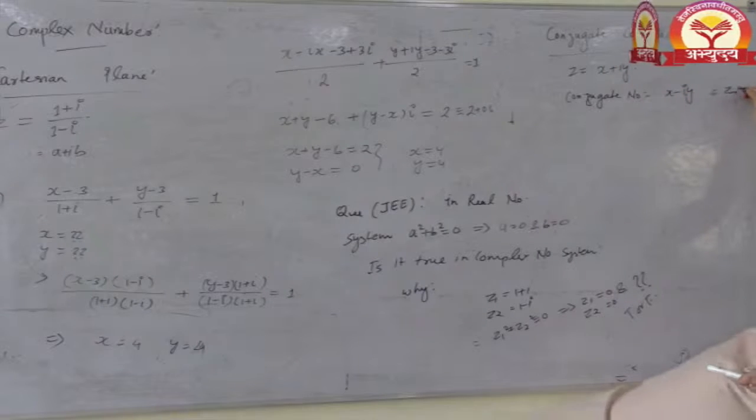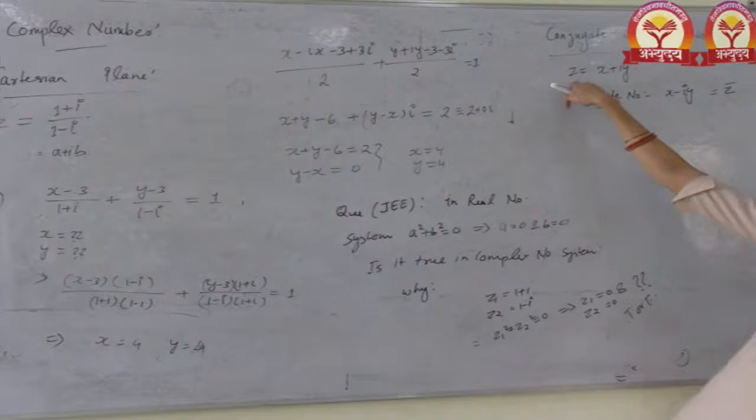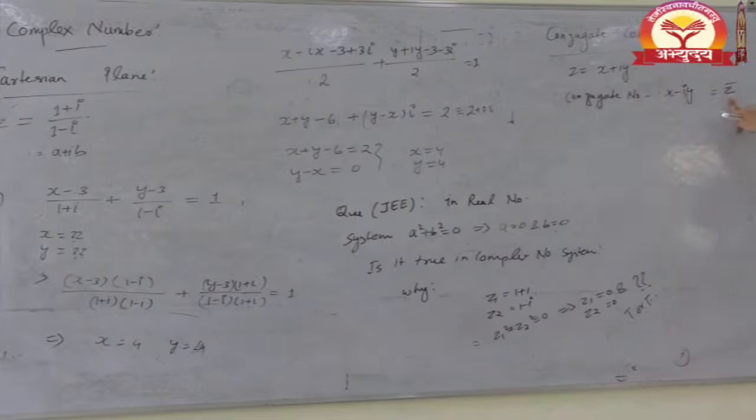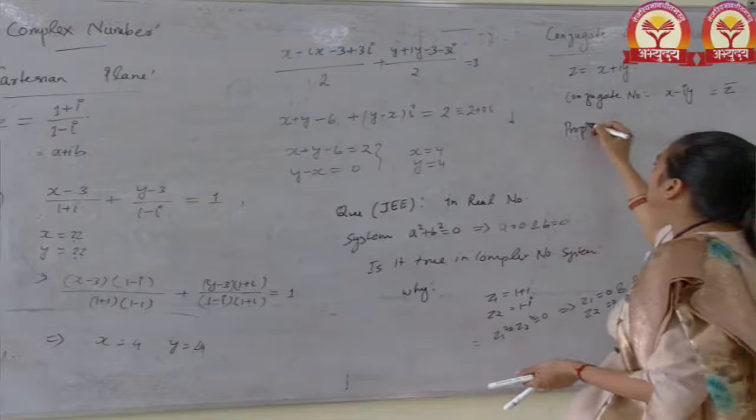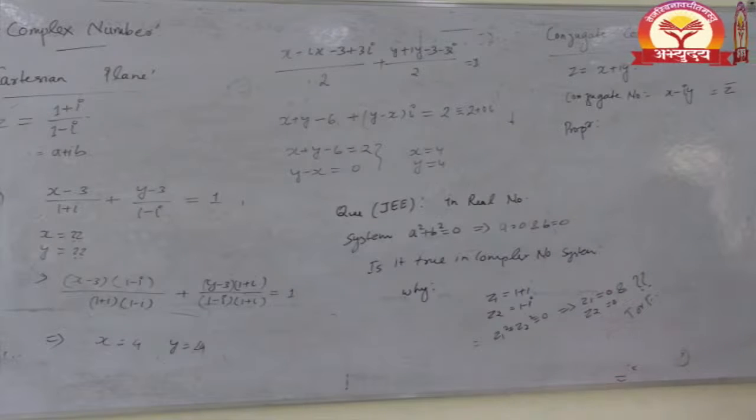Representation of a conjugate number is what? That is a z bar. If z is a original number, conjugate number is written by this z bar. There are some property of this. Some property of this conjugate number.